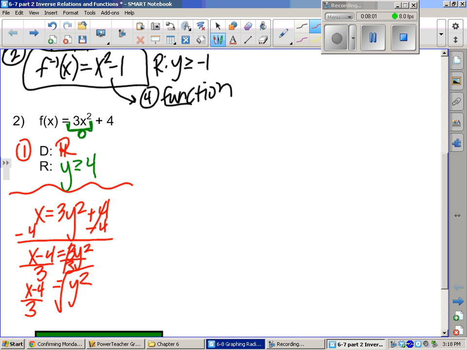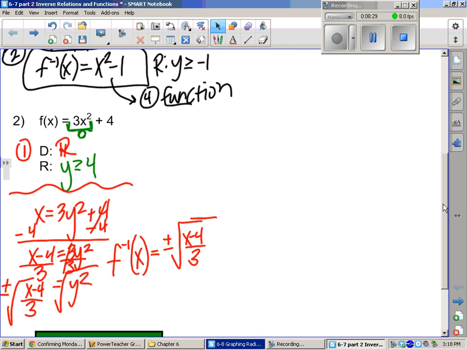Okay, and then the last thing is to get rid of the exponent by square rooting. Remember, anytime you do that, you need plus or minus on your answer. So my inverse, I'm going to go back to my fancy notation, f to the -1 of x. That makes it so that you don't have to write inverse. You just know that this is the inverse of f of x. Is equal to plus and minus the square root of x minus 4 over 3.